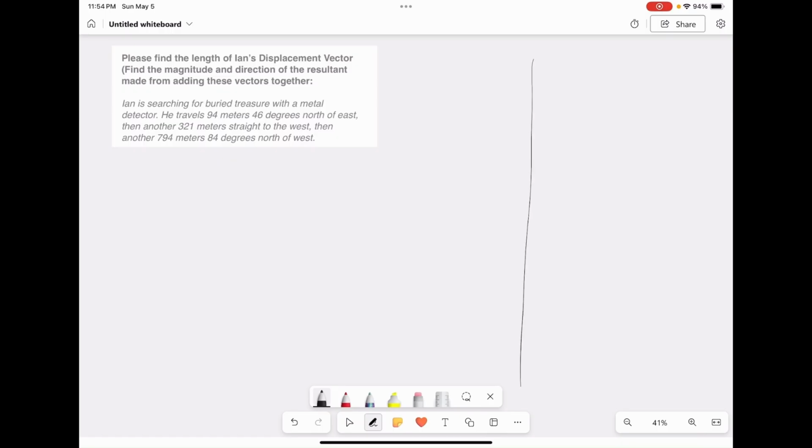So here is my Cartesian coordinate plane. I'm going to label north, south, east, and west like this. I'm going to call north positive. I'm going to call east positive. I'm going to call west negative. I'm going to call south negative. Okay, so there are my signs.